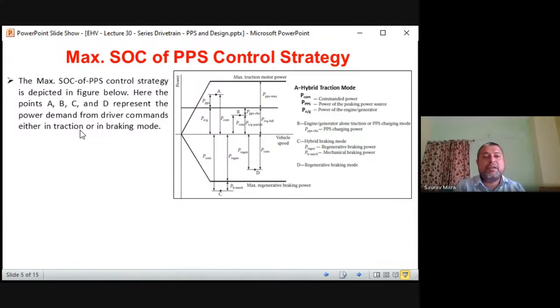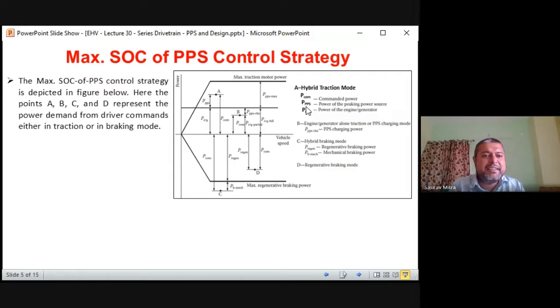How are we doing it? There are mainly four strategies. The max SOC PPS, so here you see it is PPS. In the book it is given wrong, it is given as PCOM. The second should be PPPS, and the third should be PEG. In the general case, whenever there is too much power demand, as we have seen in the last class, PCOM, the commanded power, is equal to PPS power plus EG power. EG power is the average power that is coming every time. And if some bumper, extra power is required, that should be supplied by PPS.